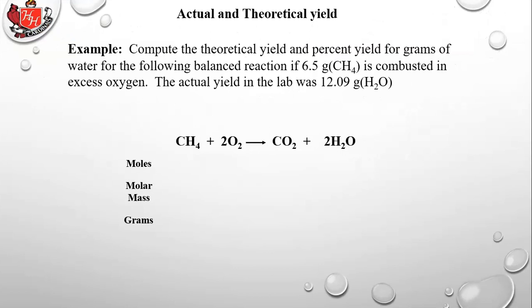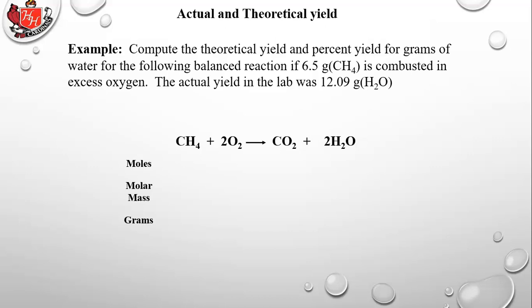Okay, so we're going to run through a quick stoichiometry here of what we did earlier, of this equation that we used earlier. So compute the theoretical yield and percent yield for grams of water for the following balanced reaction if 6.5 grams of CH4 is combusted in excess oxygen. The actual yield in the lab is 12.9 grams of H2O. So 12.9 grams of H2O is what you measured when you came out of the lab.